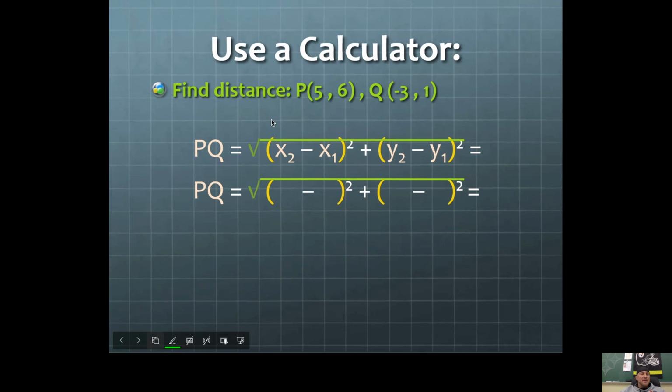Let's try another one. Find the distance between these two ordered pairs. These x's don't match, these y's don't match. So this will be a diagonal segment. You can't count to find its length, but you can use the formula, and that's what we're going to do. I'll use the same color pattern as last time. My x's are 5 and -3. But what I'm going to do this time is I'm going to use this guy first. So I'll put -3 minus 5.